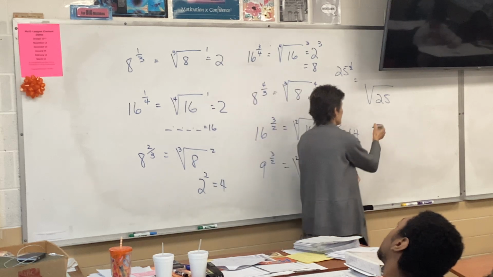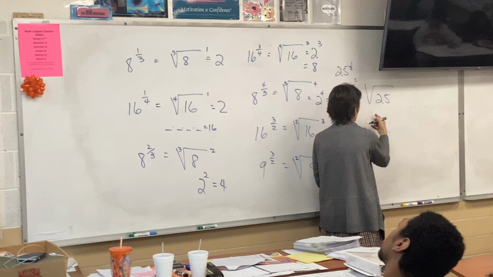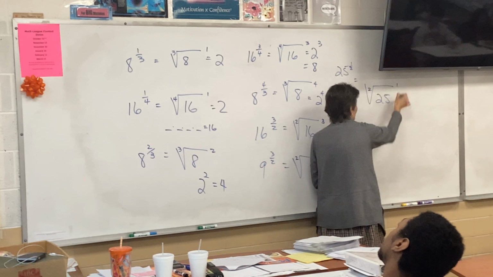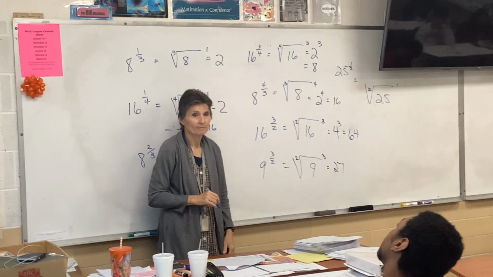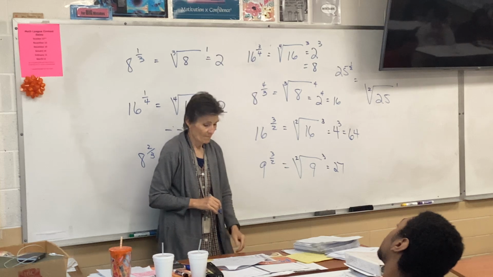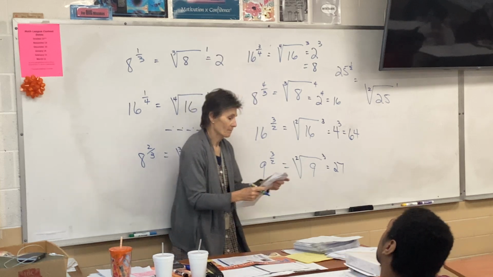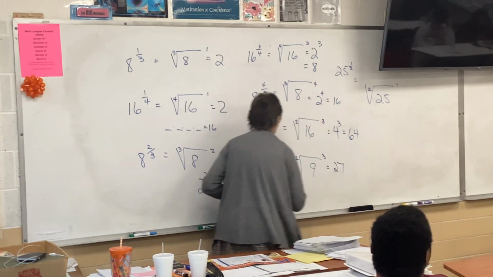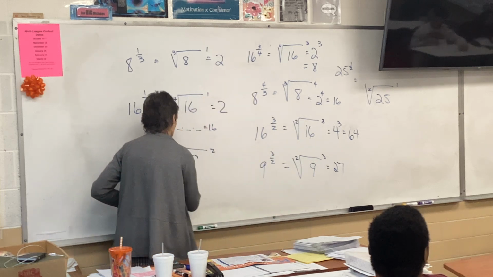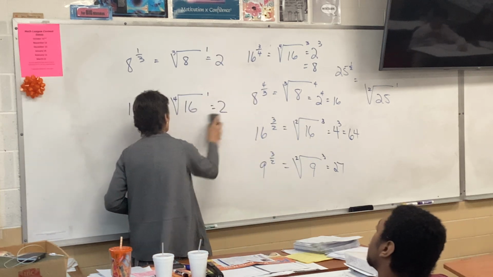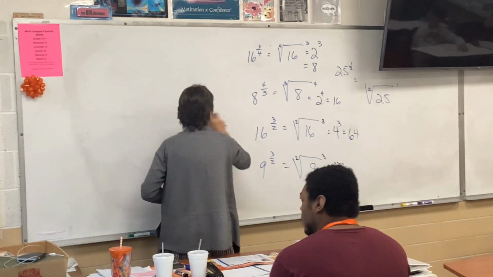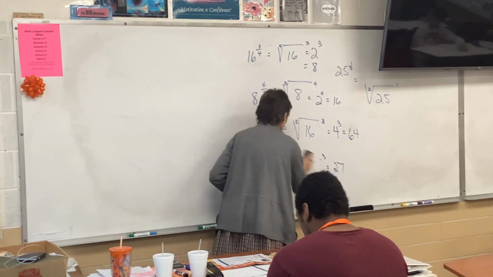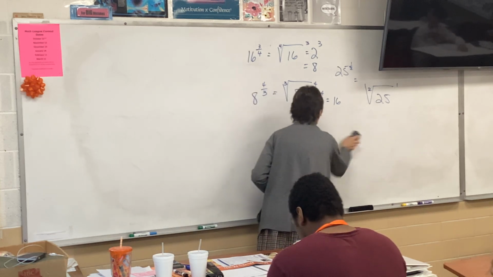Last one. Anybody got this one figured out? This is the square root of 25 to the first, so the answer to that one is 5. Fractional exponents mean radicals. A fractional exponent is a radical.